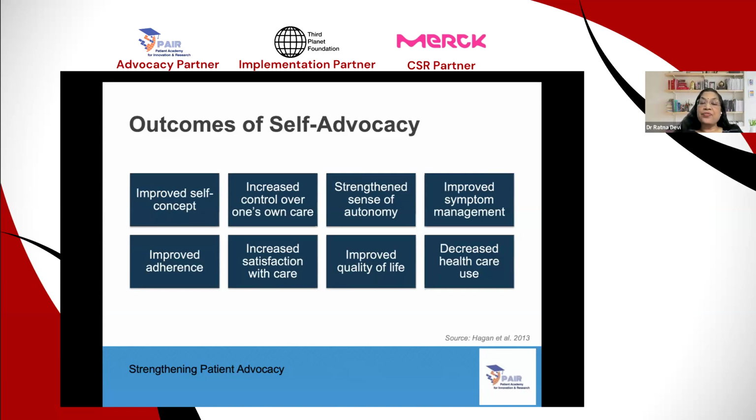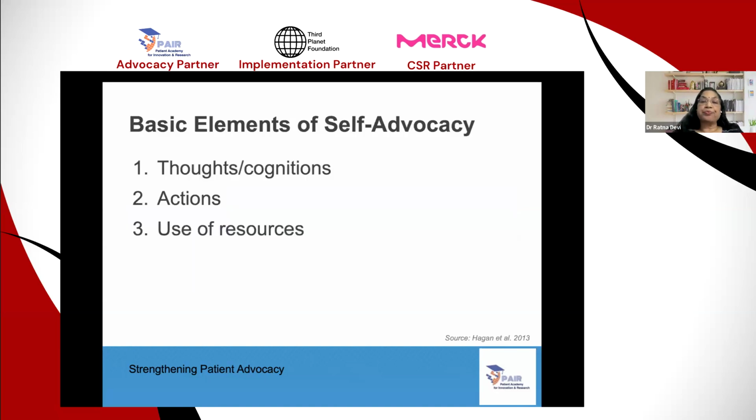Then you have increased satisfaction with care because you know your medications better, you have better control over your condition, you have fewer side effects, you have better control over any effects, etc. So you are more satisfied with your care, and that leads to improved quality of life and decreased healthcare use. So your hospital admissions will decrease, your hospital appointments will decrease, that will reduce your financial dependency on healthcare, and you will have a better quality of life.